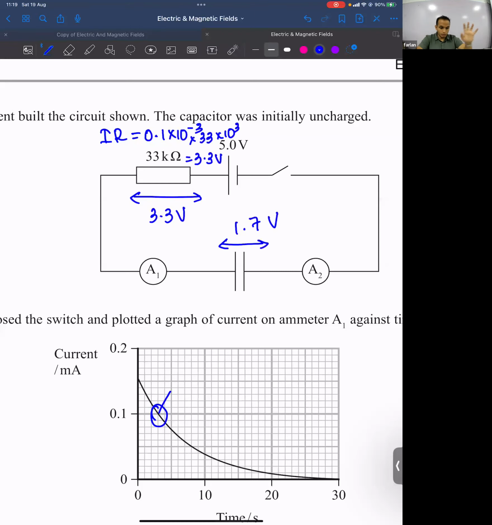So during this process of 0 to 30 seconds, the voltage across the resistor will keep on decreasing, and the voltage across the capacitor will keep on increasing. When you initially started at t equals 0, the resistor had a voltage of 5 volts and the capacitor had a voltage of 0. Eventually, when t becomes 30 seconds, the resistor becomes 0 volts and the capacitor becomes 5 volts. Understood?